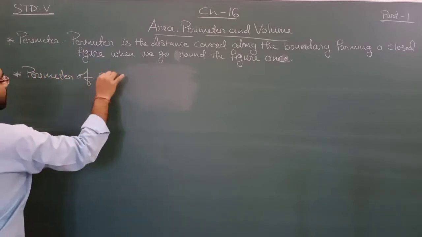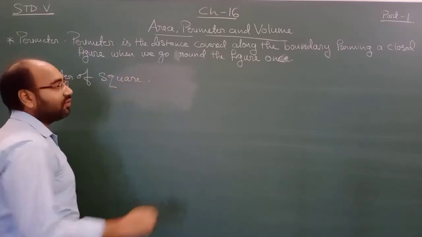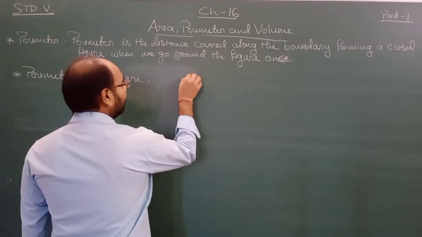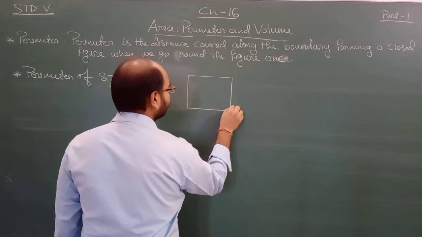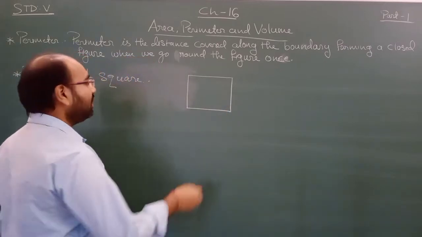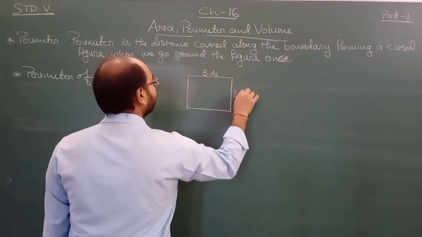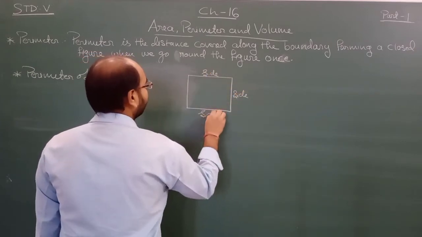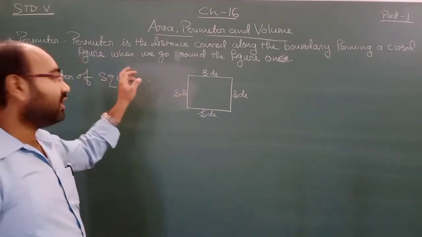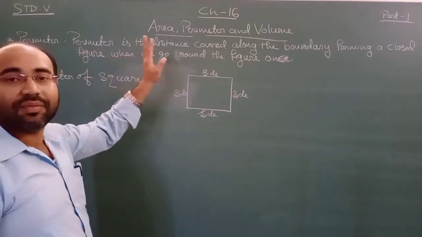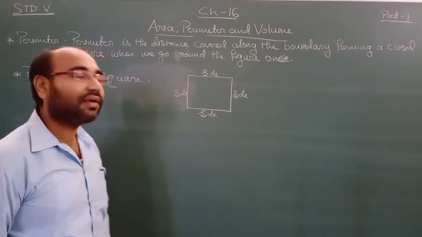perimeter of square. Now perimeter of square, you know that a square is a figure whose all sides are equal. Its four sides are equal. So let us represent it by side and side. In perimeter I explained that for any figure whose perimeter we need, we add all its sides, plus.